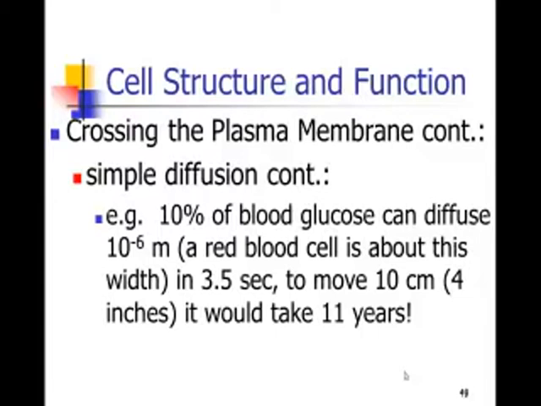Here's an example of the effect of diffusion. This came from a physiology book that I used a long time ago. You could get 10% of the blood glucose to diffuse across a capillary, which is about the size of a red blood cell, in about 3.5 seconds. To get it to move 10 centimeters, which is about 4 inches, it would take 11 years. You don't have 11 years to wait for your glucose to get to your cells. So what this means is you would expect that all cells would be really close to capillaries.